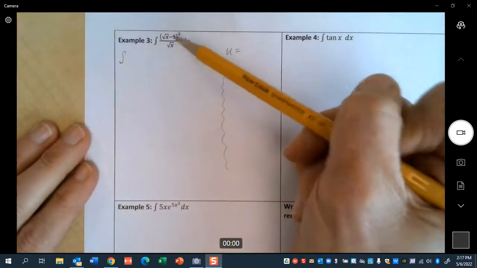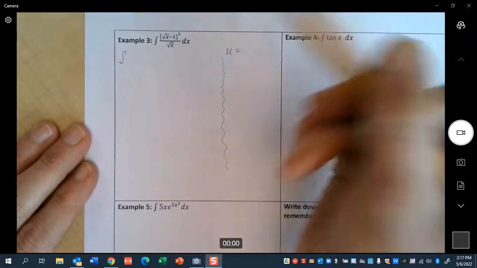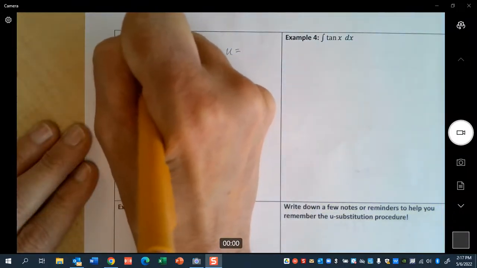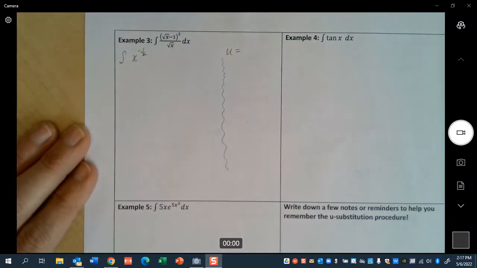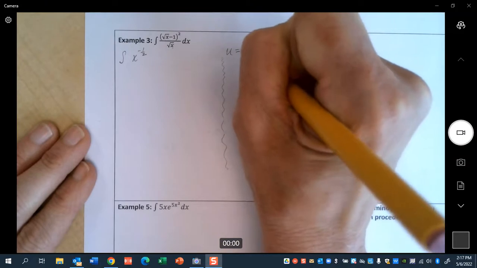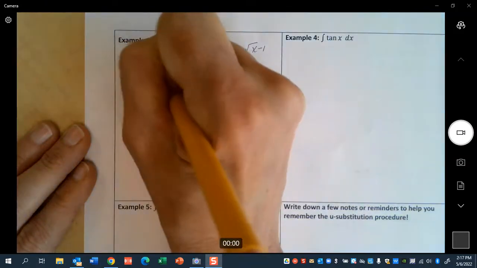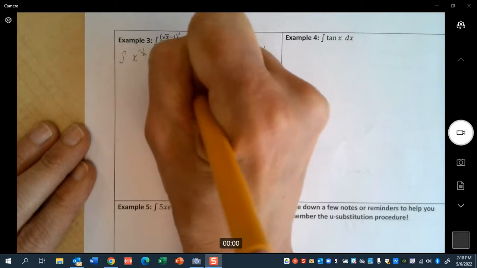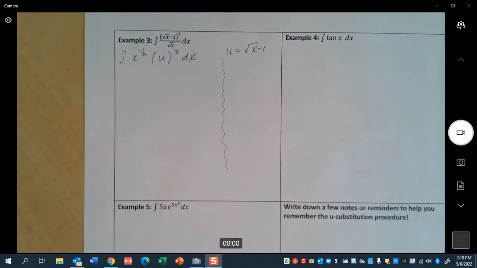Yeah, so if you're toying with, is it this one or this one, I can rewrite this as x to the negative 1/2 power. And then I can go ahead and let u equal square root of x minus 1 and have that times u squared dx.